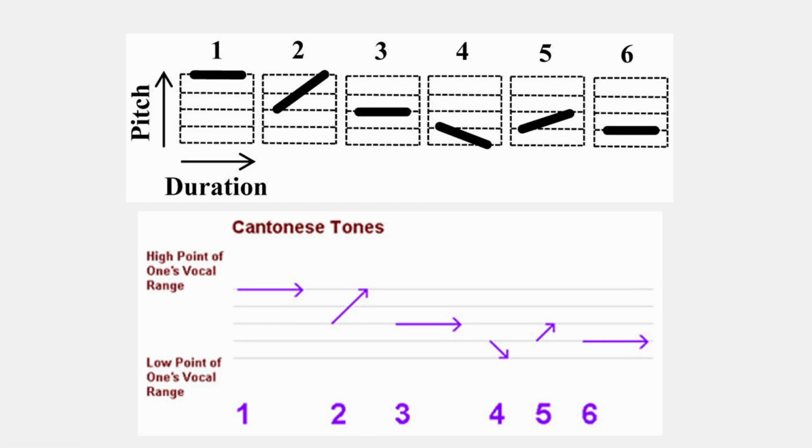Now, one thing to pay attention to is how this diagram works. You can see that on the x-axis, that's duration. So as you speak the word, it changes in pitch, which is the y-axis. So for example, with tone 2, you can see this starts mid and then goes up to high. So that's rising, and that's how that diagram works.